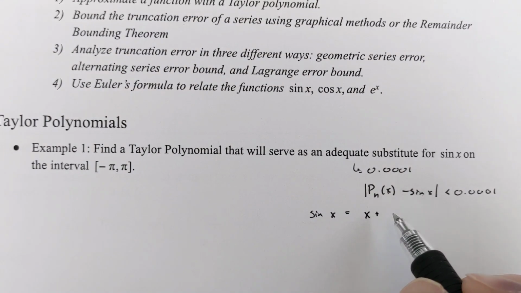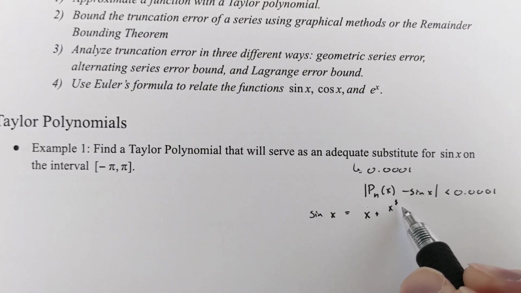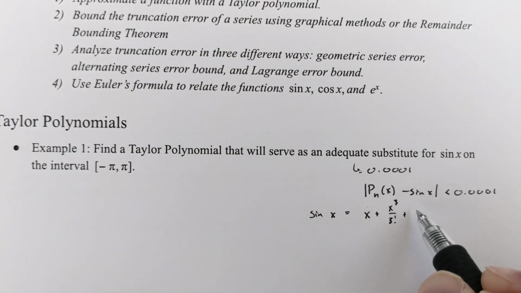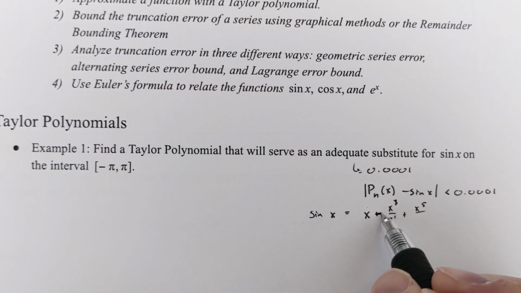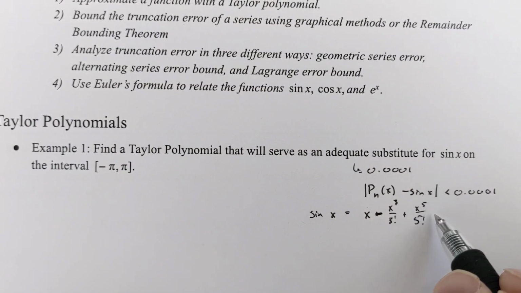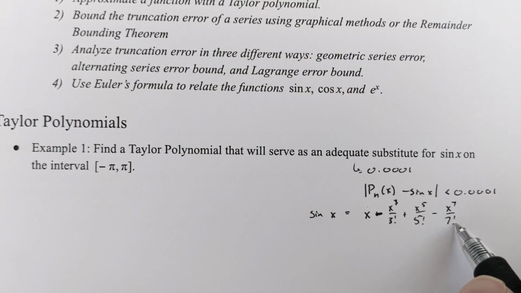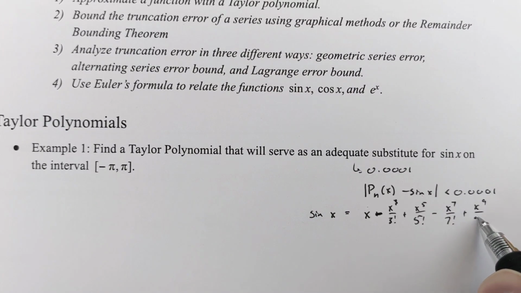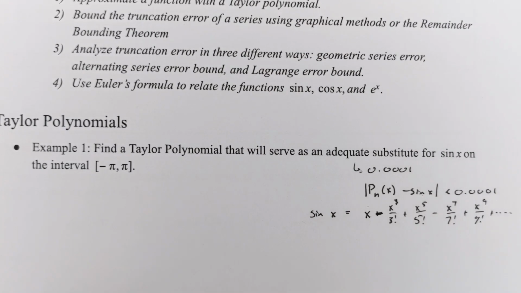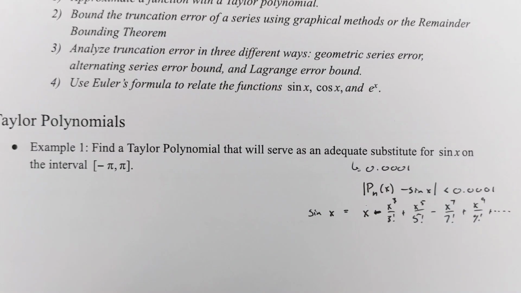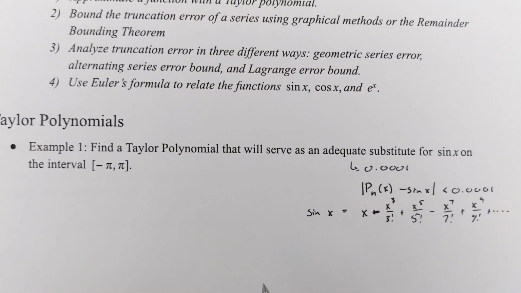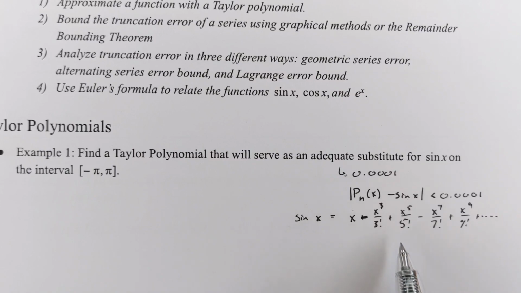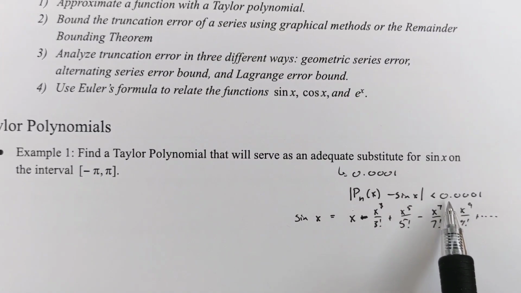is x minus x cubed over 3 factorial plus x to the 5th over 5 factorial minus x to the 7th over 7 factorial plus x to the 9th over 9 factorial, and so on. And we just keep on going out. So notice that the exponents are all odd and the numbers on the bottom are all the factorials. We just need to figure out how far we need to go to get the value less than that.